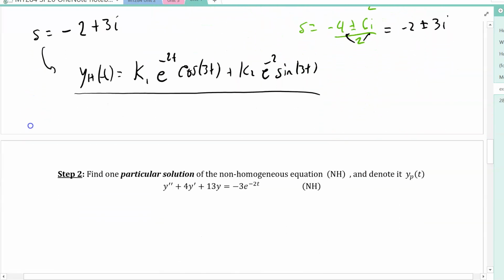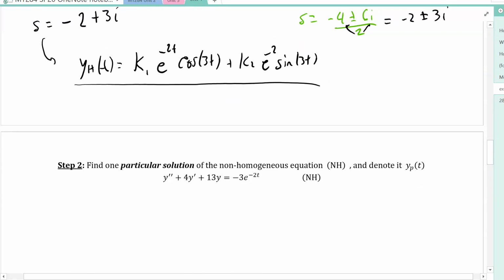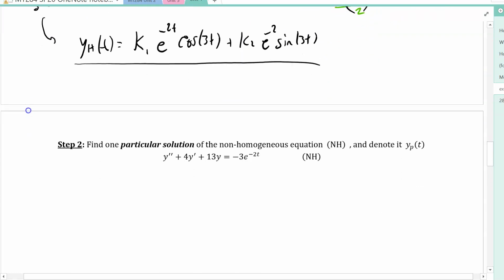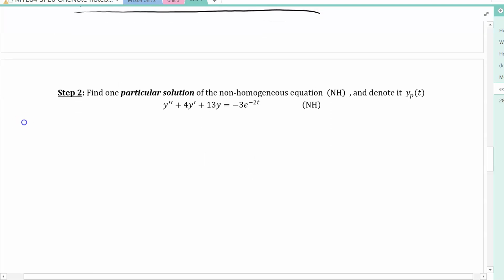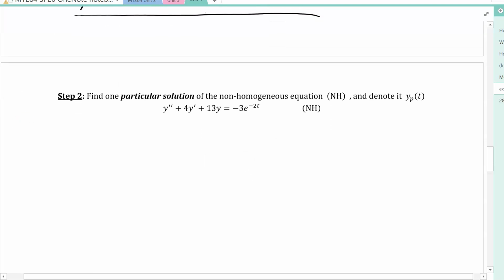Now we've got to find some particular solution, find one particular solution of the non-homogeneous problem. We denote that by y sub p. And from our previous work, we know that we're going to guess the structure of y sub p based on the forcing function. Now what we're saying here is if we're going to have a solution to this differential equation, its first derivative, its second derivative, and the original formula must be somehow added together: second derivative plus 4 times the first derivative plus 13 times that original formula to come up with an exponential, to come up with negative 3 times e to the negative 2t.